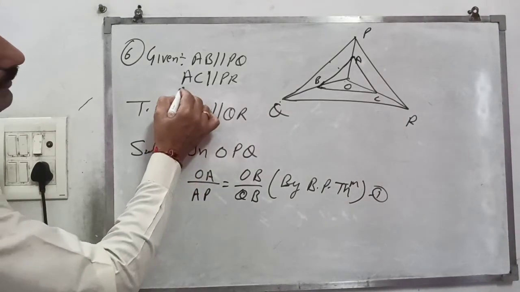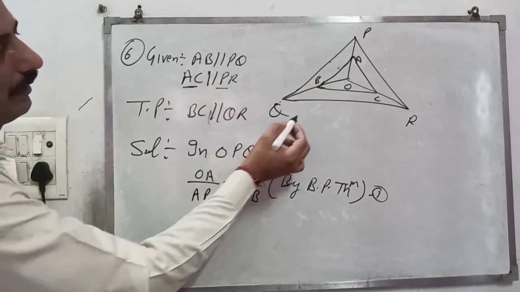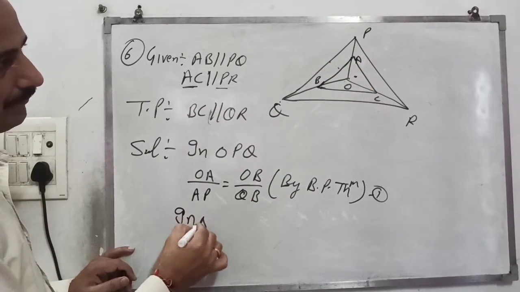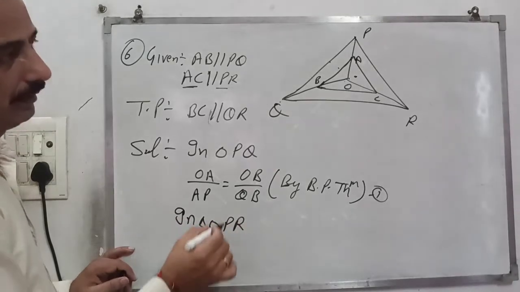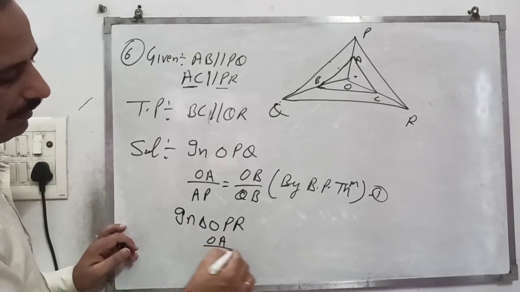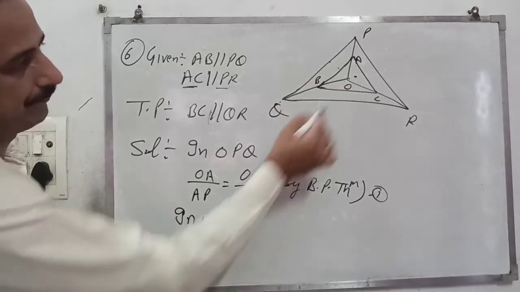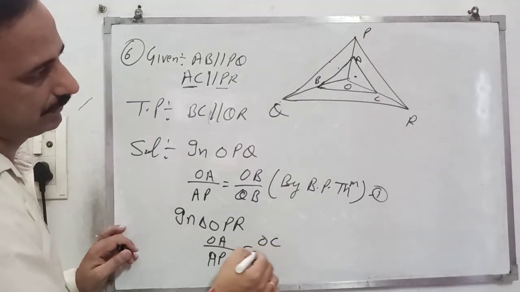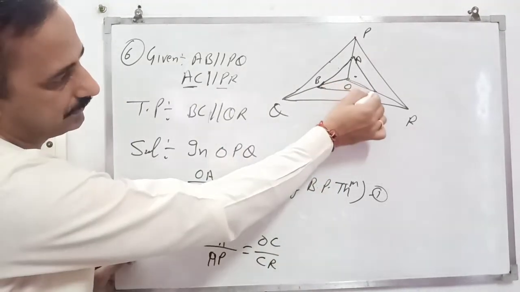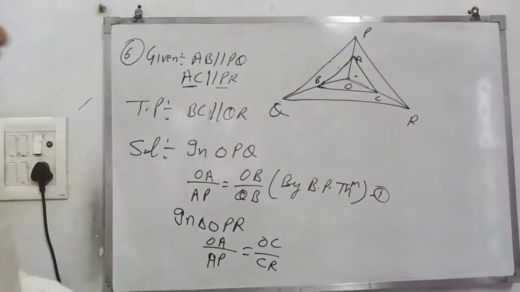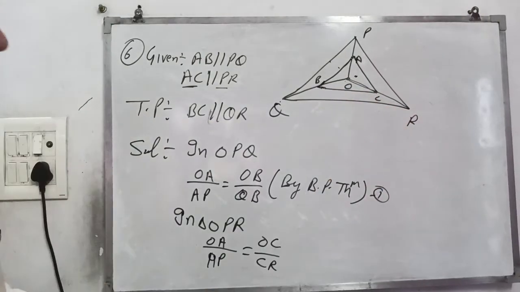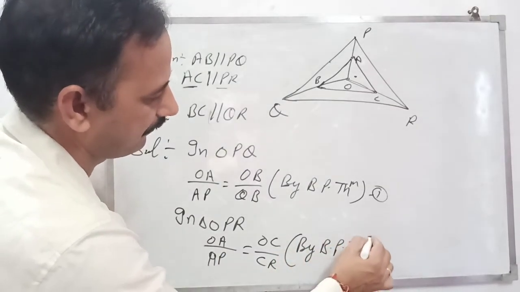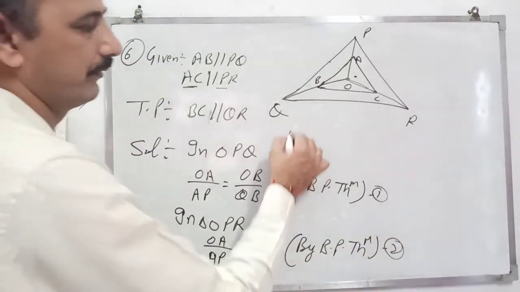Now there is given AC is parallel to PR. AC, that one side. So use that triangle. So in triangle OPR, OA upon AP is equal to OC upon CR, right? So that is also by BPT theorem. Make it 2.